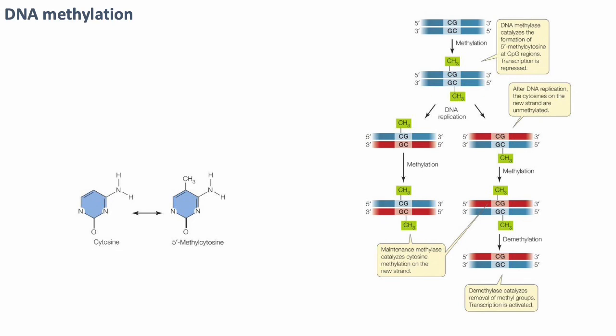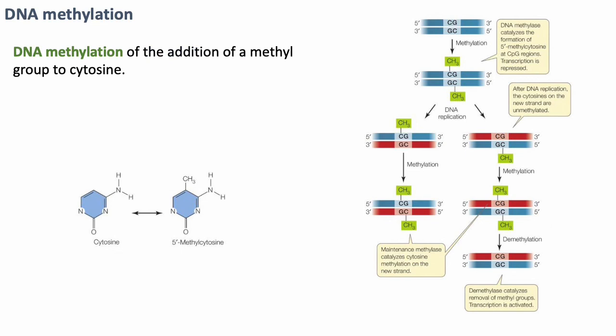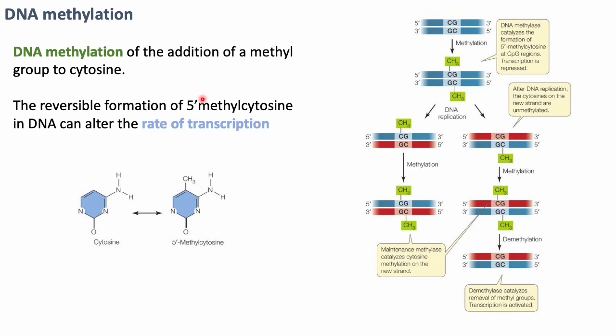So one way to control gene expression is through something called DNA methylation. DNA methylation is the addition of a methyl group to the cytosine, and so here we have cytosine, and then we have the addition of a methyl group. There's a reversible formation of 5-methyl cytosine in DNA that can alter the rate of transcription. Here we have the DNA methylase, which catalyzes the formation of 5-methyl cytosine, normally at CpG regions, which are regions rich in C and Gs. And transcription is then repressed. So when you get methylation, this actually stops transcription.